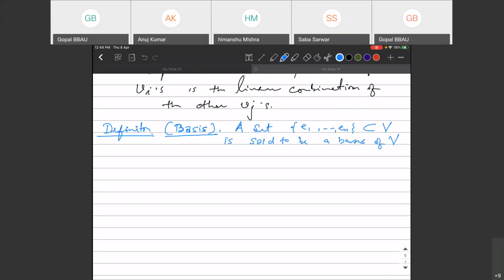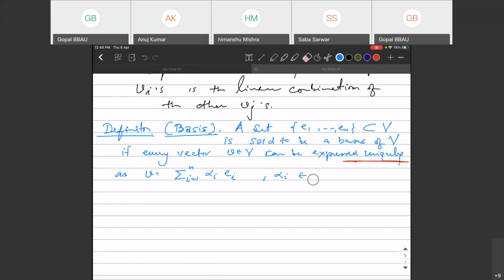Okay. If a vector V can be expressed uniquely, so this is very important. This uniquely is very important. Okay. We will see why. V equal to summation i equal to 1 to n of alpha i E i, where this alpha i comes from the field K.